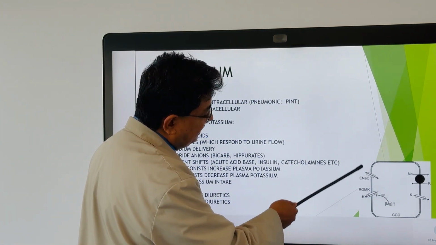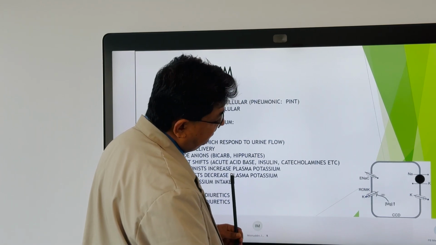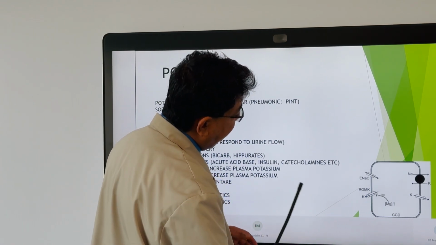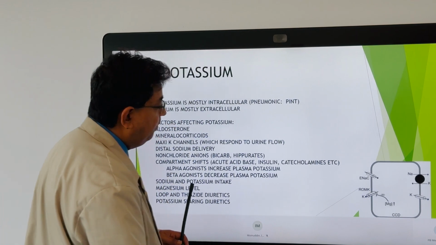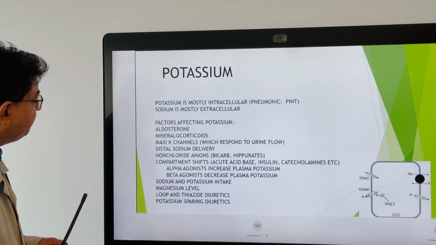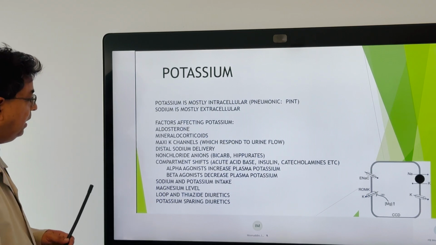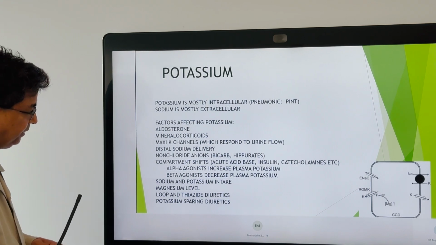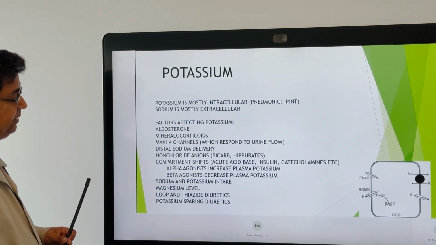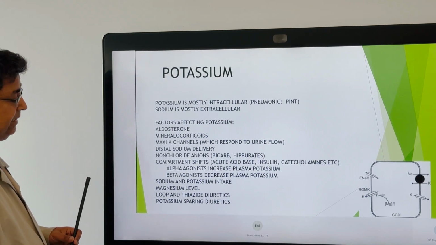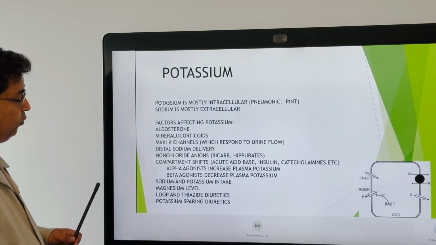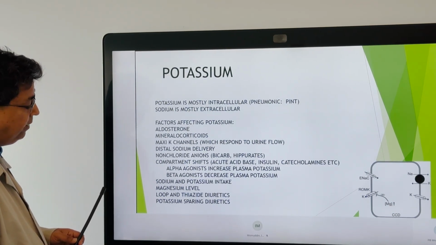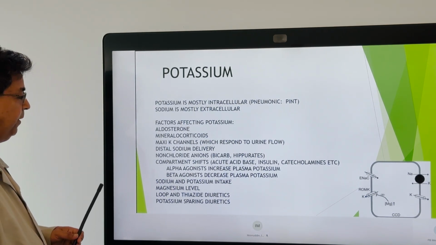The reason is that the presence of magnesium blocks potassium secretion. This is the luminal aspect of the tubule, and magnesium blocks secretion of potassium into the lumen, blocking potassium loss. Mineralocorticoids, of course, play a role. Non-chloride anions such as bicarb and hippurates are important. Non-chloride anions such as bicarb will cause obligate potassium losses because potassium will follow bicarb as it's lost in the urine. So bicarbonaturia will cause potassium losses in the urine.